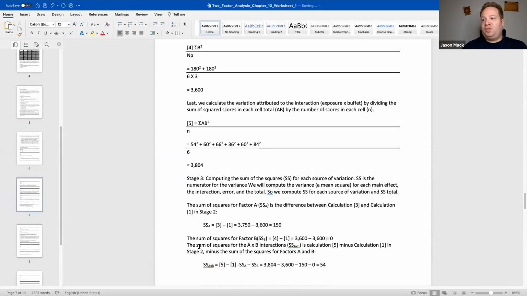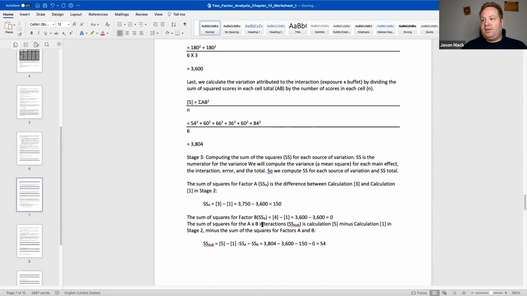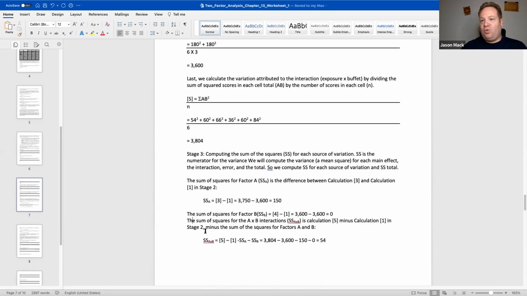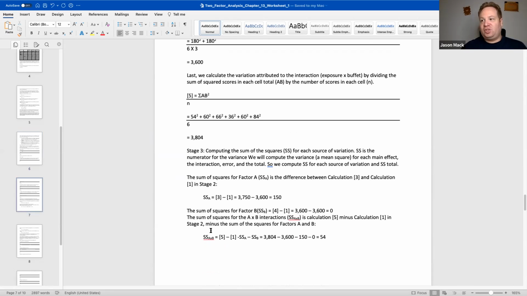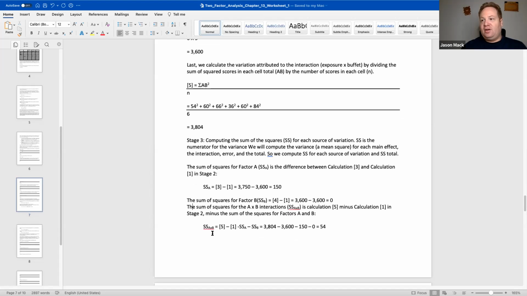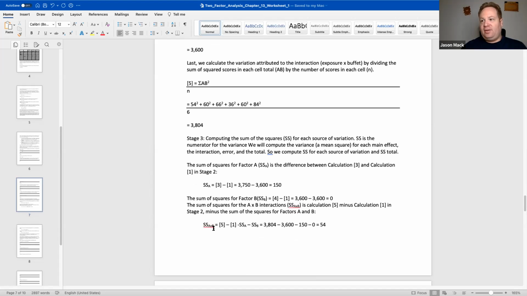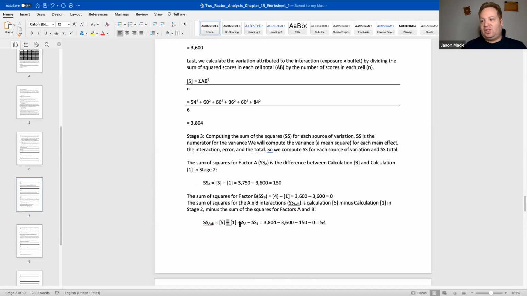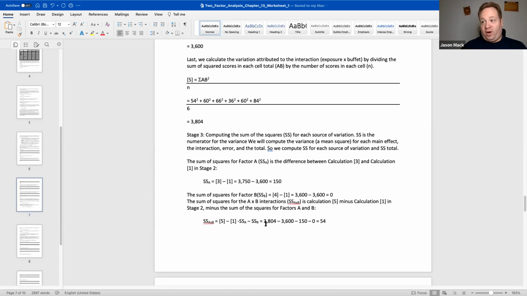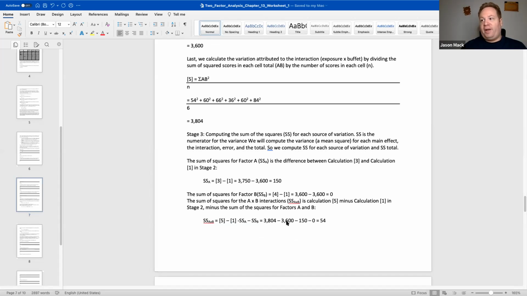The sum of the squares for the A times B interaction is calculation 5 minus calculation 1 in stage 2, minus the sum of the squares for factors A and B. So the sum of the squares A times B is equal to 5 minus 1 minus sum of the squares A minus sum of the squares B, which is, we plug our numbers in, 3,804 minus 3,600 minus 150 minus 0, which is equal to 54.